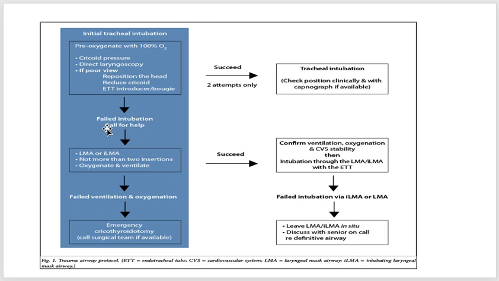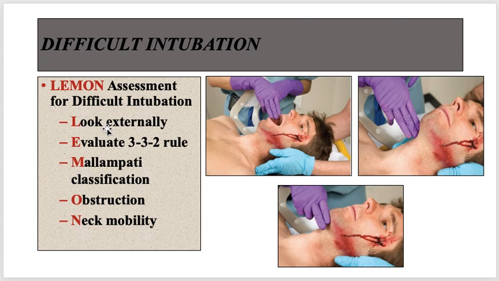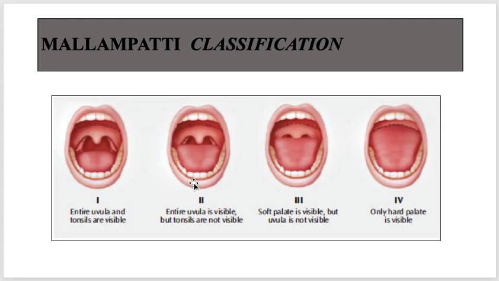Okay, so now the important thing here to mention is that you can see we found difficulty in intubation. So there is something called the LEMON assessment. L is for look externally, E for evaluate, M for MLAPT classification can be used, O for obstruction, and N for neck mobility. So basically this is the MLAPT classification.